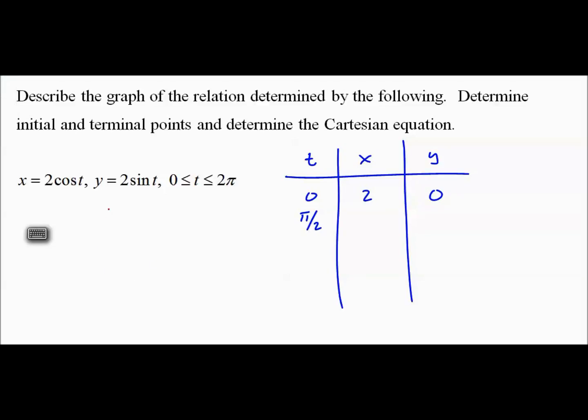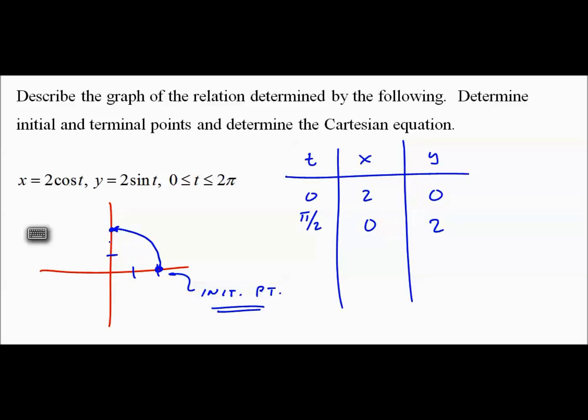And let's start graphing this thing. First point is 2, 0. This is my initial point. Pi over 2, cosine of pi over 2 is 0. 2 times 0 is 0. Sine of pi over 2 is 1, 2. Now we're up here, and I happen to know it does that.